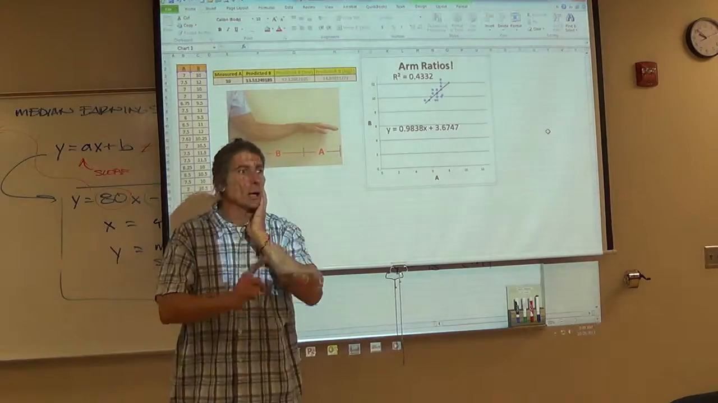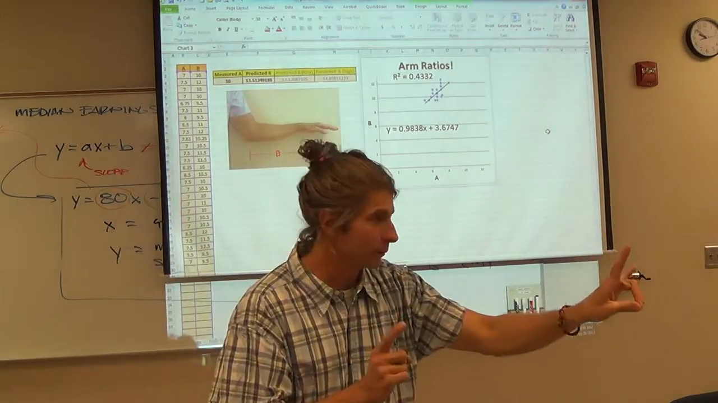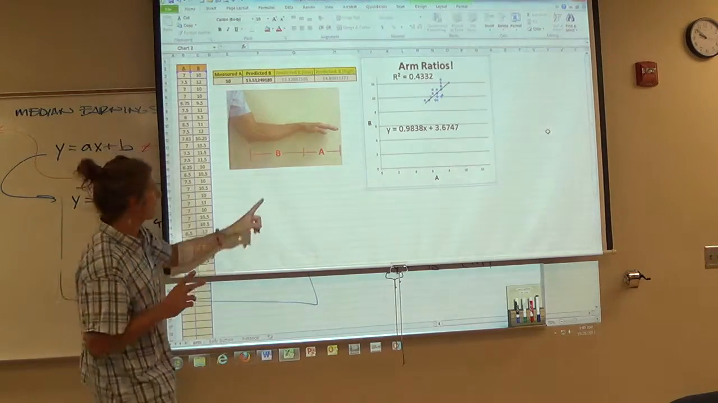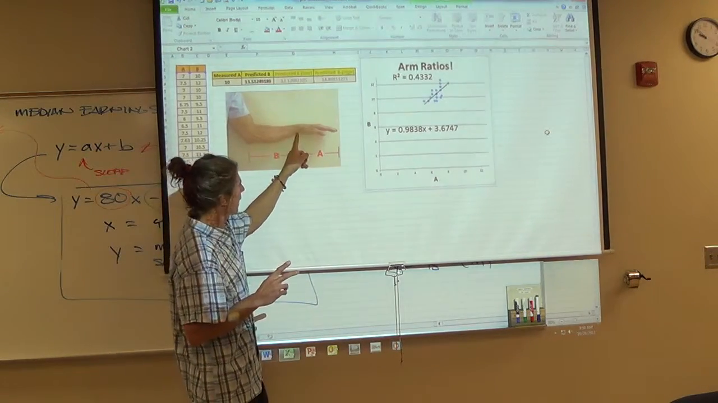Anyway, this is very steep. What does the slope tell you? The slope is 1. It's effectively 1, right? So, what does that mean about this length and that length?